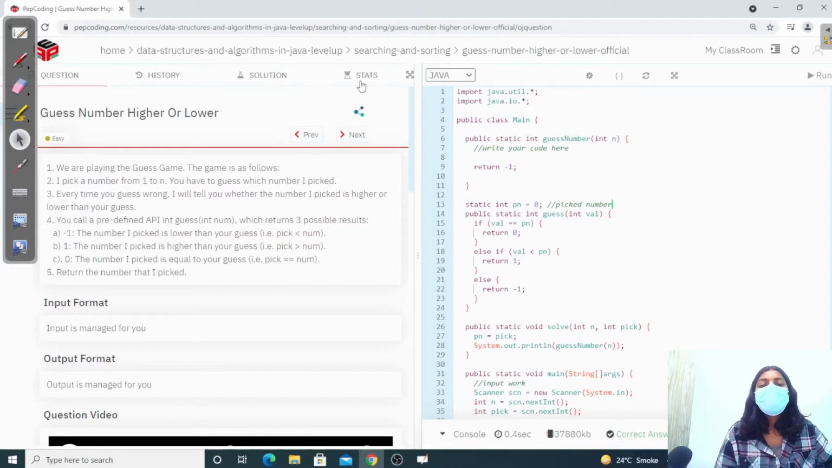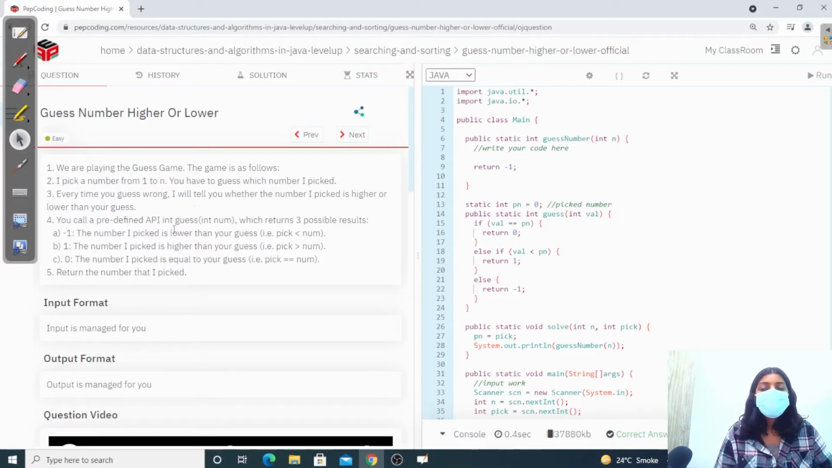So in this video, we are going to discuss a new question of the searching and sorting series, that is Guess the Number Higher or Lower. In this question, we are just playing a guess game. A person will pick a number from 1 to n and we have to guess which number he or she has picked.